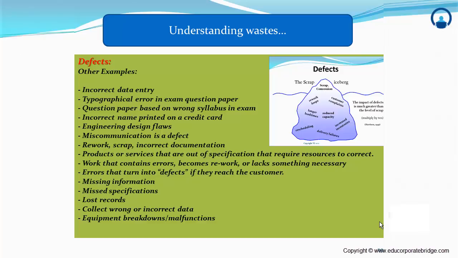Then missing information, misspecification, lost records, wrong or incorrect data, and frequent equipment breakdowns and malfunctioning. Again, these are types of defects. So we should try to avoid, as far as possible, the creation of defects in the processes or products. That is very, very important.